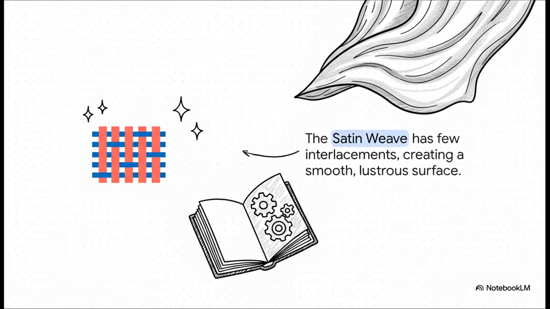Now, on the complete other end of the spectrum, you've got the satin weave. With this one, the weft thread floats over a bunch of warp threads at a time, so there are very few interlacing points. This minimizes the texture and just lets a ton of light reflect off the surface. And the result? You get a fabric that's unbelievably smooth, shiny, and just feels luxurious. So you see, the feel of a fabric comes directly from its underlying code.